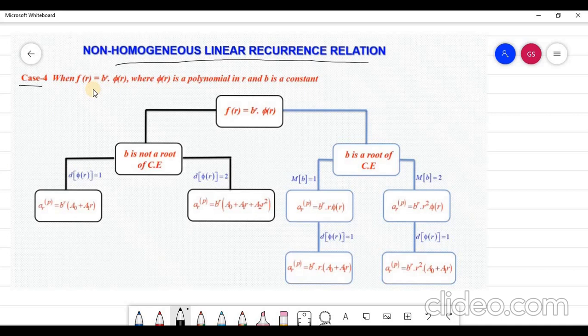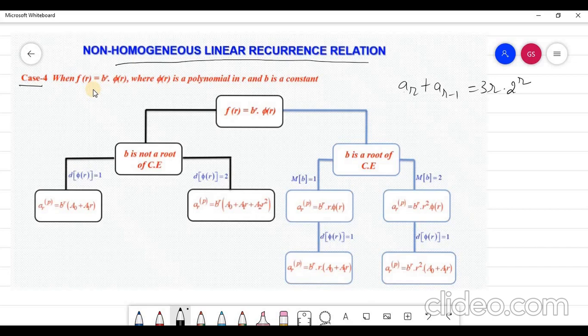In this case, we have the linear recurrence relation in the form of b^r times phi(r), where phi(r) is a polynomial in r and b is a constant. So for example, we are going to tackle this kind of problem. Suppose we have a_r + a_(r-1) = 3r * 2^r. If we have this kind of non-homogeneous linear recurrence relation, how can we find the solution of the problem?